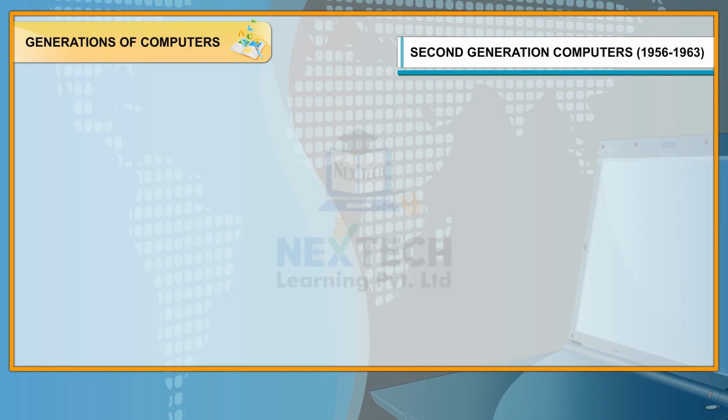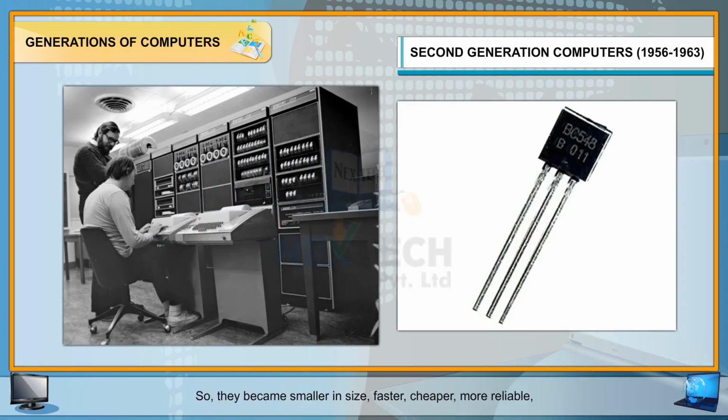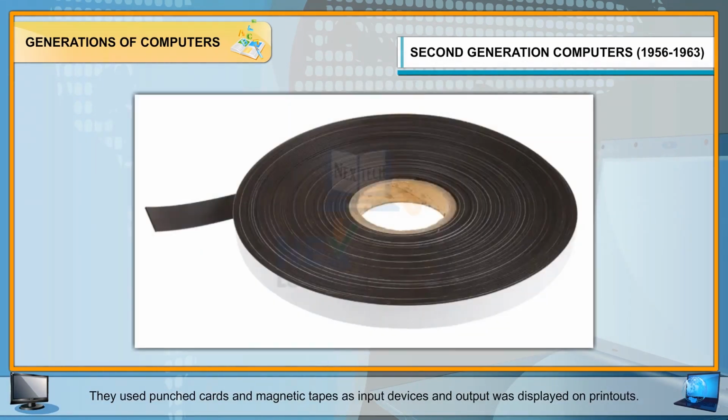Second generation computers, 1956 to 1963. The second generation 2G computers used the technology of transistors. So they became smaller in size, faster, cheaper, more reliable, better portability, and more efficient than that of the first generation computers. They used punched cards and magnetic tapes as input devices, and output was displayed on printouts.